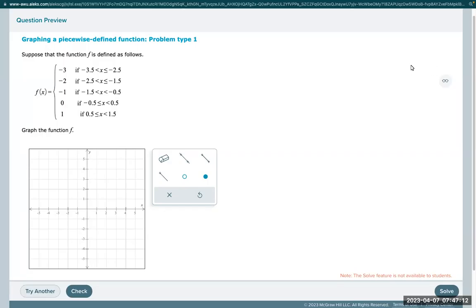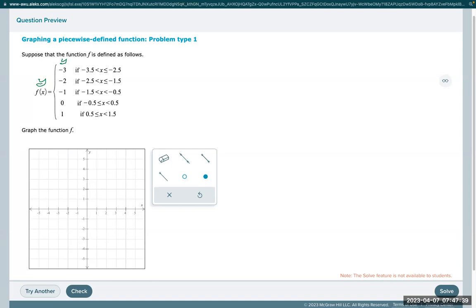Okay, so for graphing a piecewise defined function, we have to remember a lot of the stuff that we know about piecewise functions. And we know that f of x is the same thing as y. So all of these values here are our y's. Now I do things a little bit differently. All of the values after the ifs are telling me what my x's are going to be.